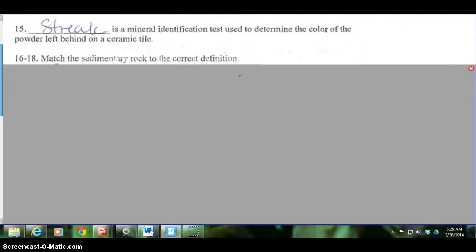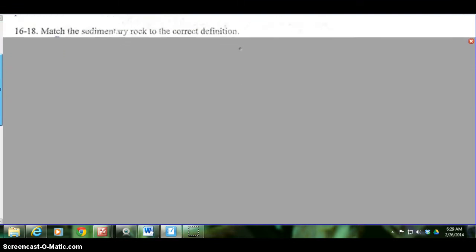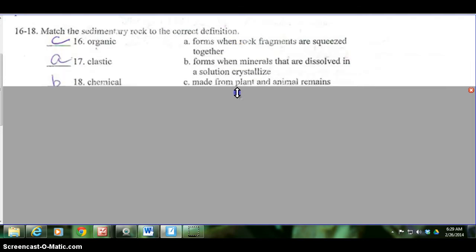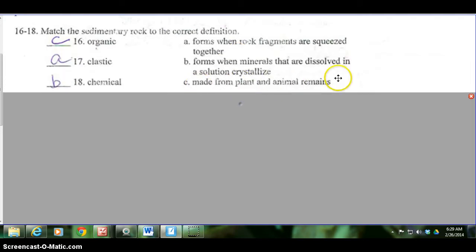Number 16, this was a matching exercise. You were just supposed to match the sedimentary rock to the correct definition. So number 16, organic, that was made from plants and animal remains, something that was once living. 17, clastic, that forms when rock fragments are squeezed together and pressed down hard, just different pieces of rock pushed together.